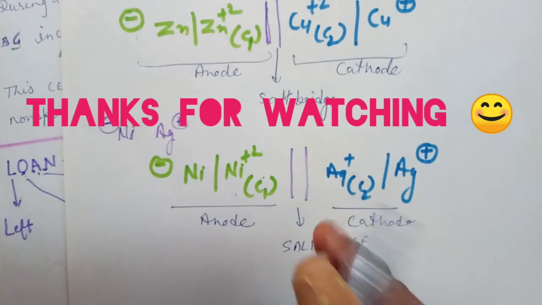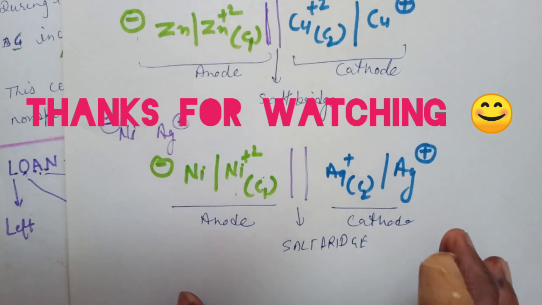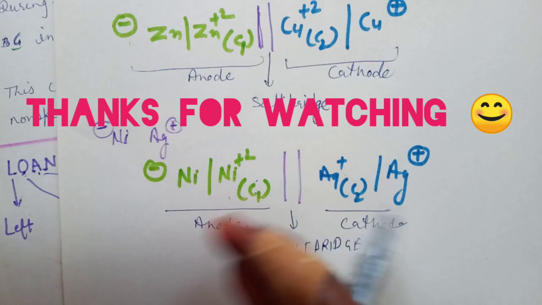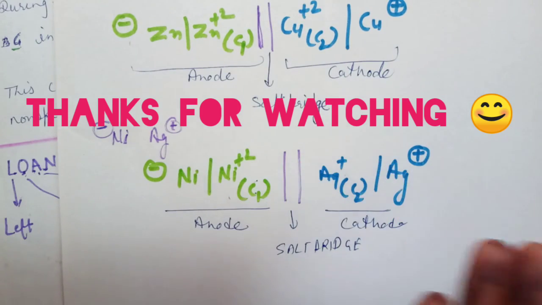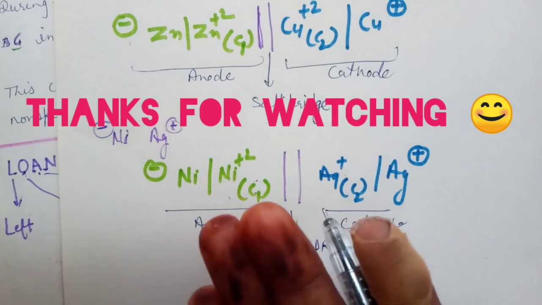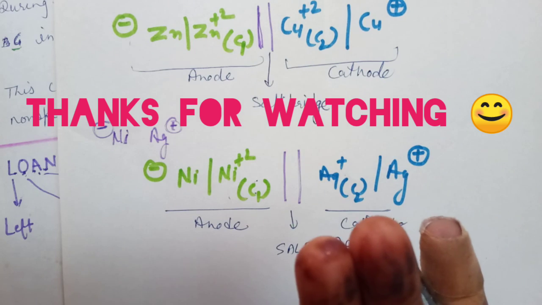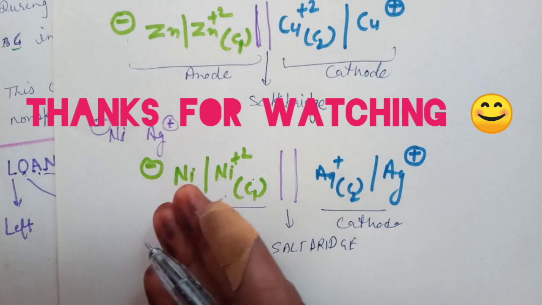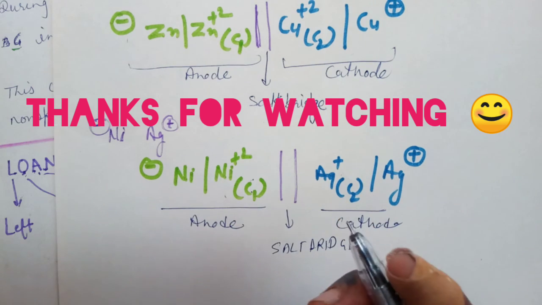Thus we can represent the electrochemical cell. I think you can now understand what a galvanic cell is, what the mechanism of a galvanic cell is, what the differences between electrochemical and electrolytic cells are, and how we can represent and identify the anode and cathode in electrochemical cells.